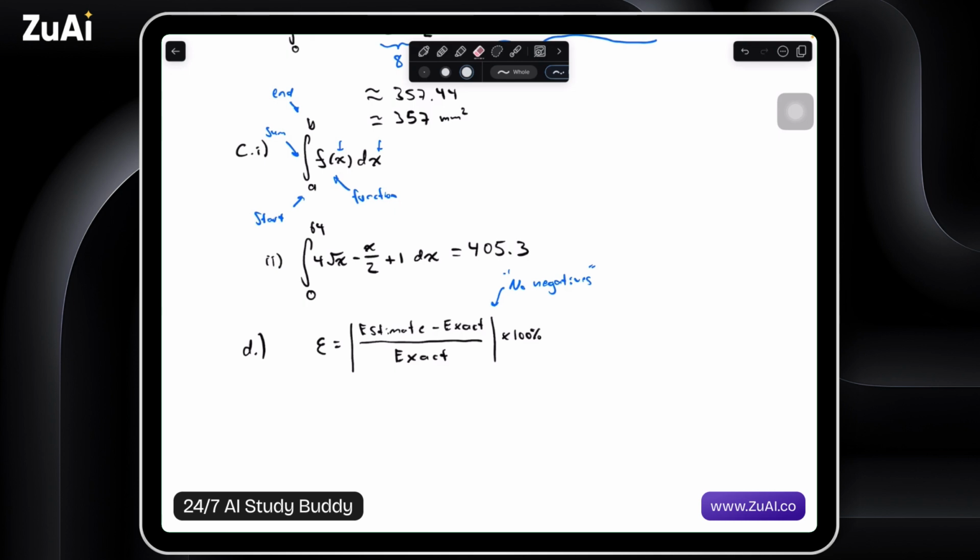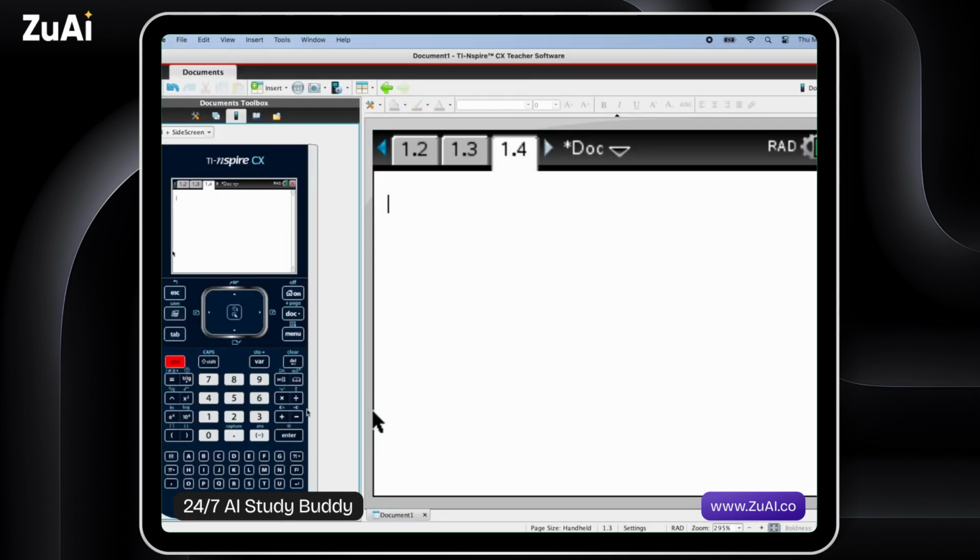So percentage error is equal to, our estimate was 357, our exact value was 405.3, and we want to say what fraction is that out of our exact value. We want to times it by 100%. Okay, so let's go back to the calculator screen and work this out. Okay, so we can use absolute value if we wanted to, but let's just write it out, and if there's a negative, we'll ignore the negative. So here we go. Let's write it out. We can write it out as one big fraction, I suppose.